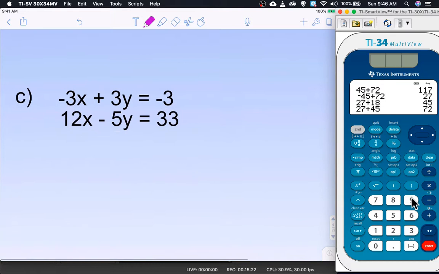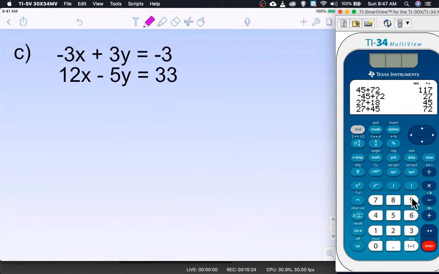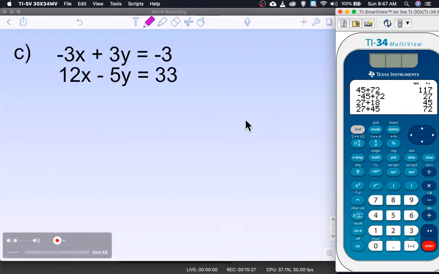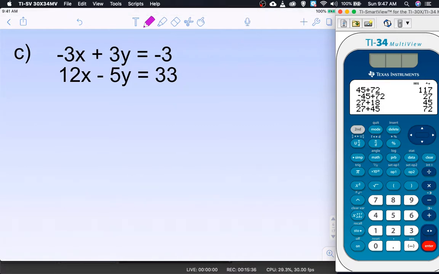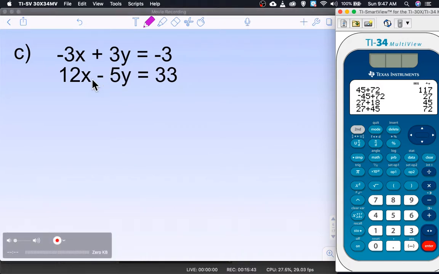Now, a harder example. So if you're looking at this, first off, my equations are still set up. X's over x's, y's over y's, equals, constants, everything's lined up perfectly. So that's not a problem yet. That will become a problem eventually, but not yet. Okay, we're kind of building up to that. The problem here is my x's don't have the same number in front. My y's don't have the same number in front. So I can't even eliminate yet.